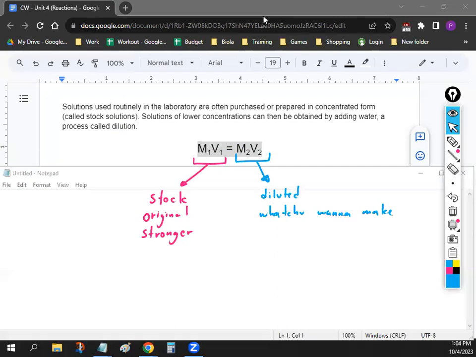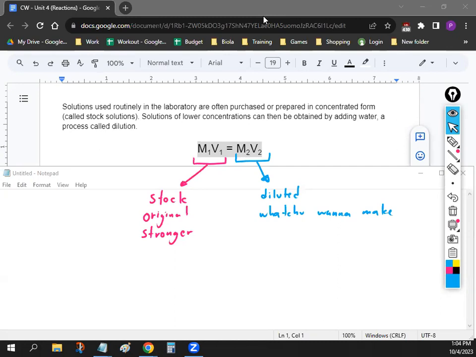So obviously the M is molarity. So M1 is the molarity of the stock solution. V1 is the volume that you need. M2 is the molarity of the solution you want to make. And V2 is the volume of the solution you want to make.